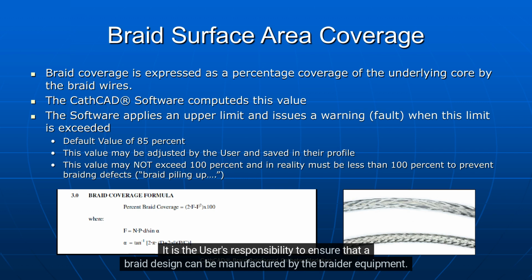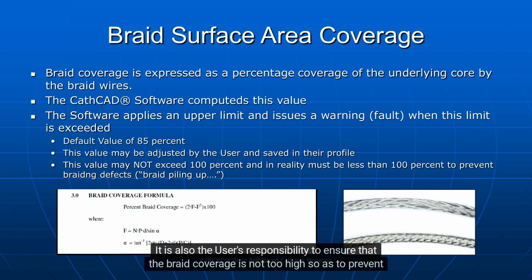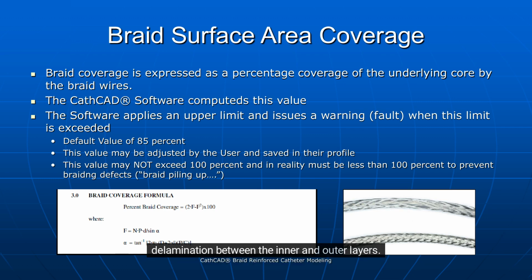It is the user's responsibility to ensure that a braid design can be manufactured by the braider equipment. It is also the user's responsibility to ensure that the braid coverage is not too high so as to prevent delamination between the inner and outer layers.